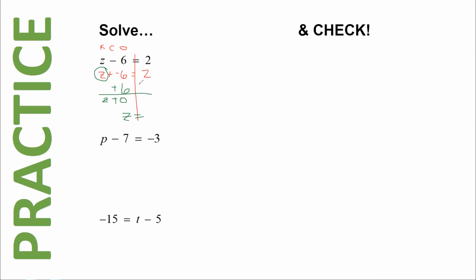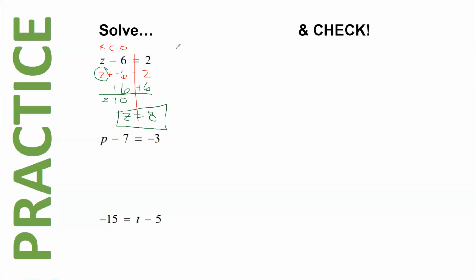Whatever I do to one side, I have to do to the other. It's our golden rule. It keeps us balanced. So I'm going to add 6 to that right side as well. 2 plus 6 gives me an 8. And that's my final answer. Now I'm going to go back and double check it just to make sure that I get it 100% correct.